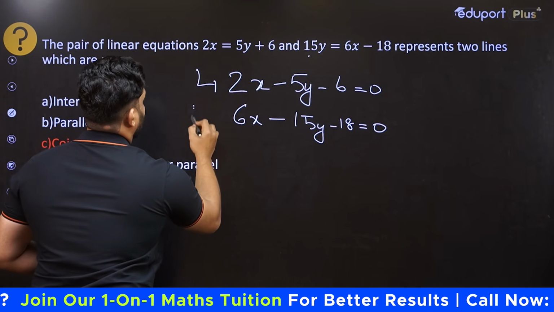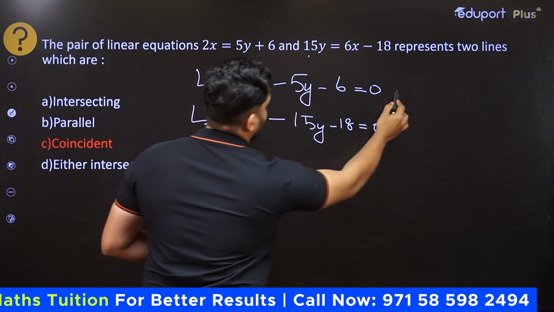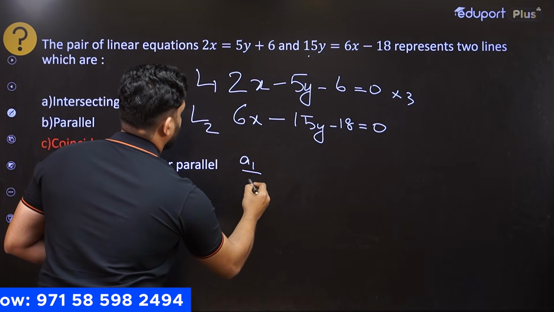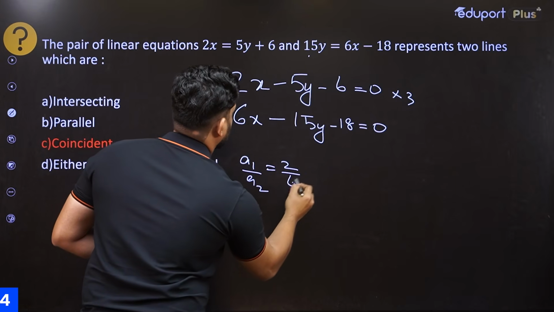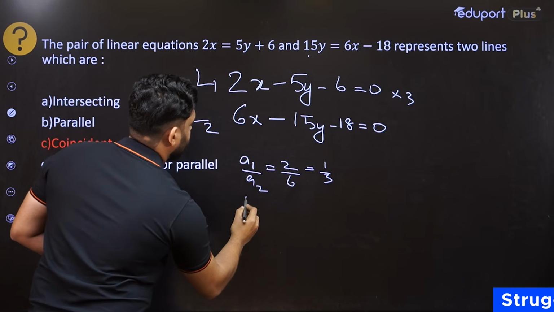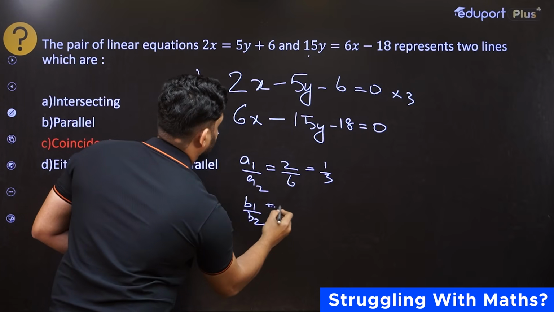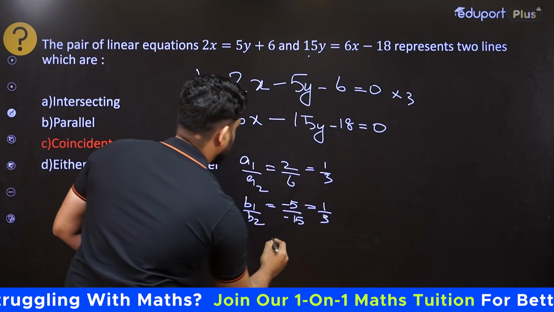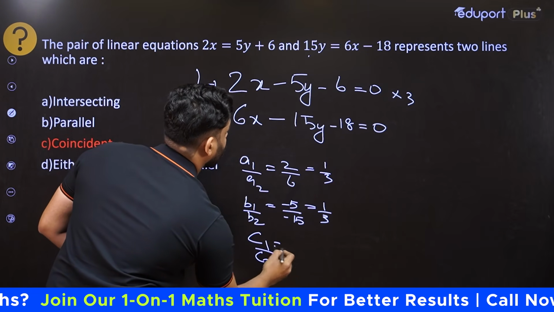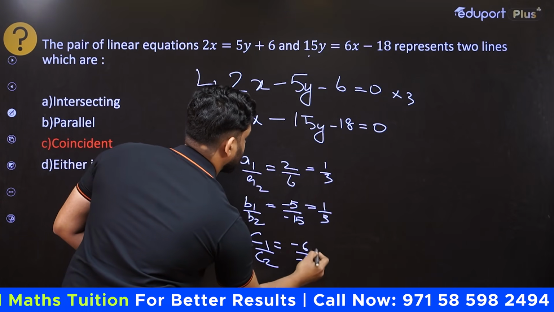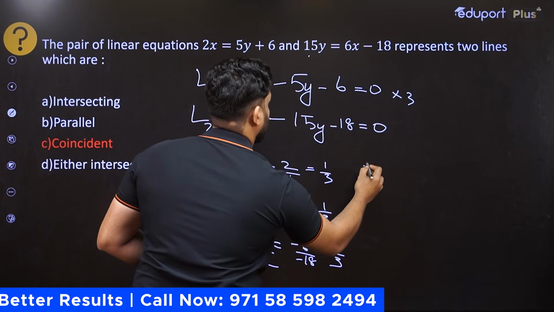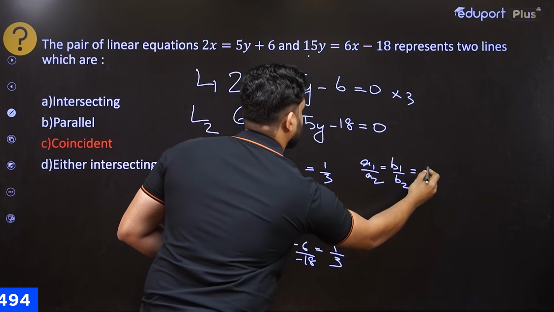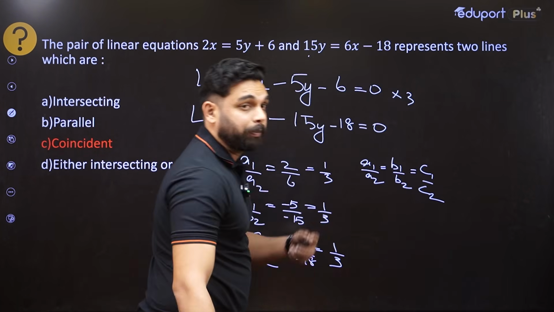Just look at the equations L1 and L2. If you multiply this L1 with 3, you will get L2, no? That is, A1 by A2 is nothing but 2 by 6, which is equal to 1 by 3. B1 by B2 is minus 5 by minus 15, which is equal to 1 by 3. C1 by C2 is minus 6 by minus 18, which is again 1 by 3. So you get A1 by A2 is equal to B1 by B2, which is equal to C1 by C2, which is a typical example of what?